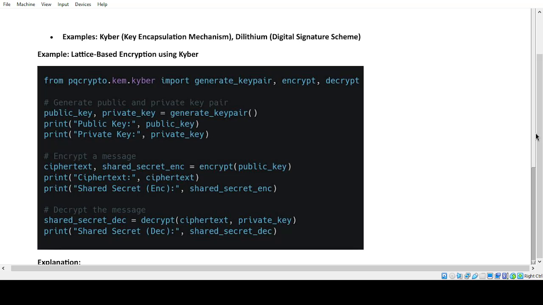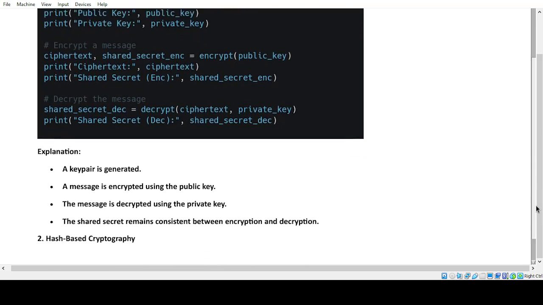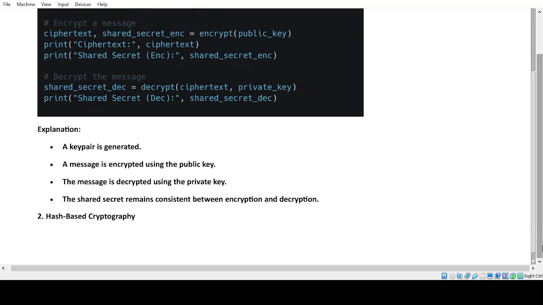Explanation: a key pair is generated. A message is encrypted using the public key. The message is decrypted using the private key. The shared secret remains consistent between encryption and decryption.